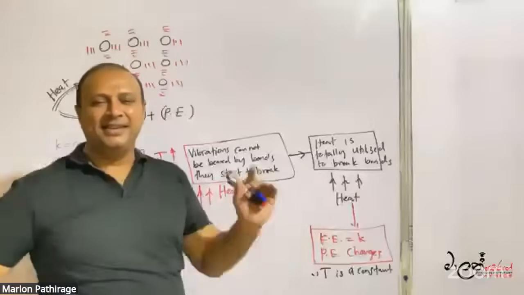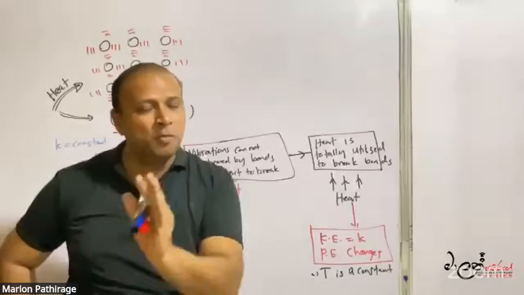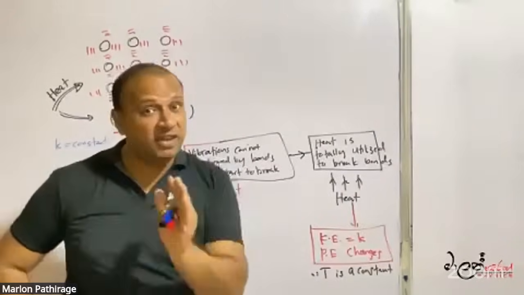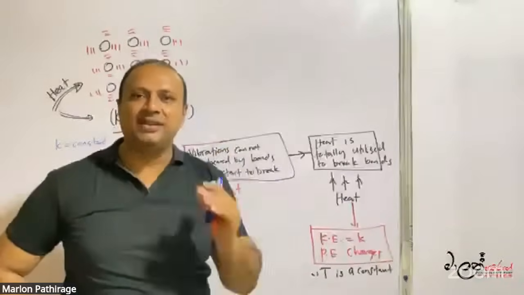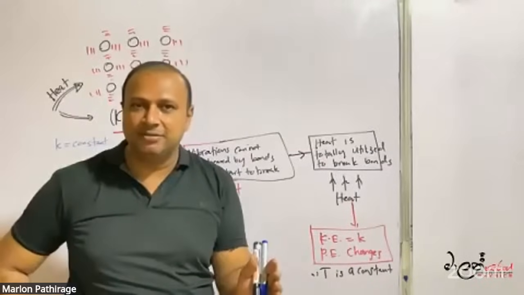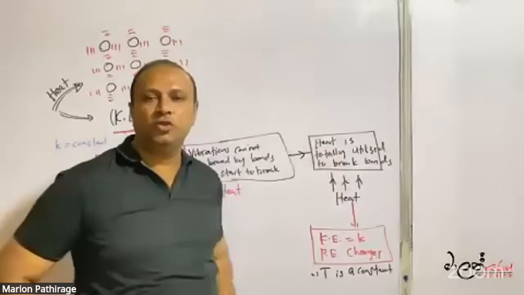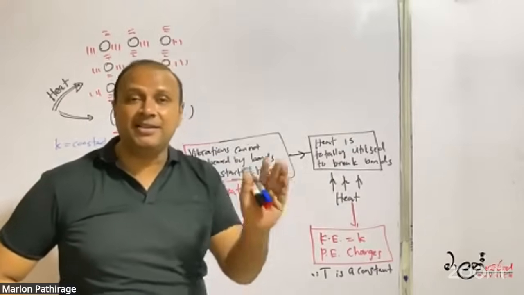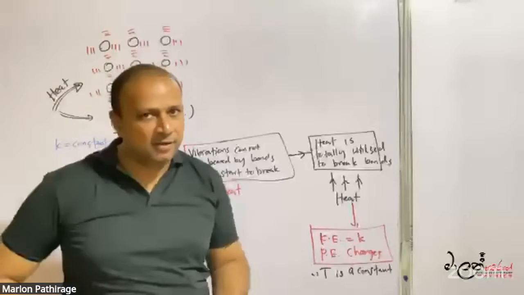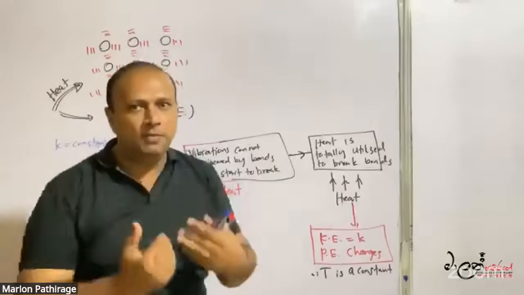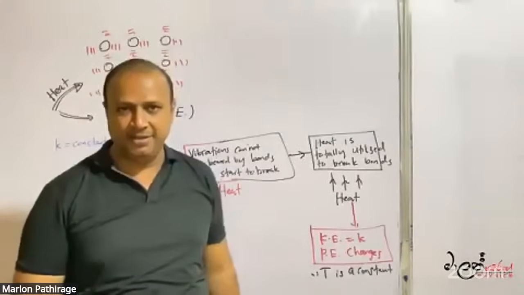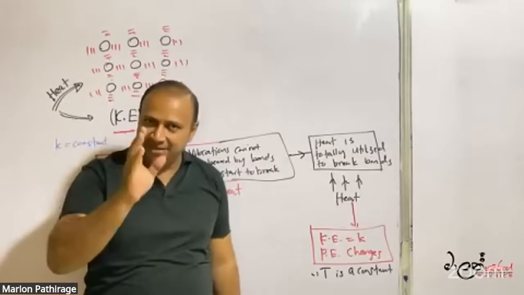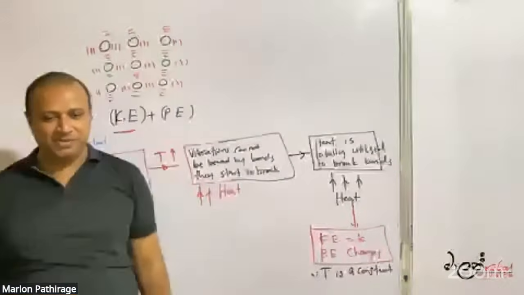Latent heat means the heat absorbed during a phase change. Actually that is energy, but that energy is totally utilized to break the bonds. Therefore, there won't be any kinetic energy increment. As a result, we cannot observe a temperature difference, but yet there's an energy absorption. Is that clear? If it is clear, please raise your hand.